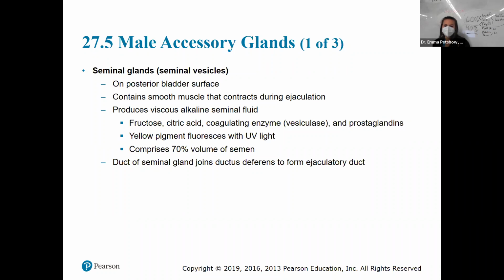And they also produce this kind of viscous alkaline, so basic seminal fluid that contains a bunch of different stuff, including prostaglandins, some sugar, some coagulating enzymes. And again, the seminal gland joins the ductus deferens to form the ejaculatory duct. That's probably the most important thing to recognize about the seminal gland or vesicle.